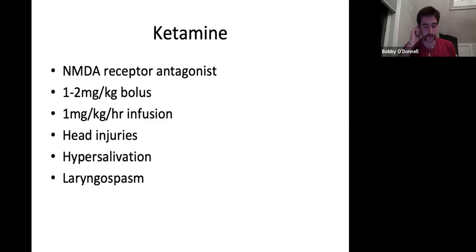Ketamine's really neat because it has this ceiling effect. So it's not like, if you snow someone with Versed, you're going to take away their respiratory drive. If you snow someone with ketamine, it's just going to prolong the effect of it. So it's going to continue working.